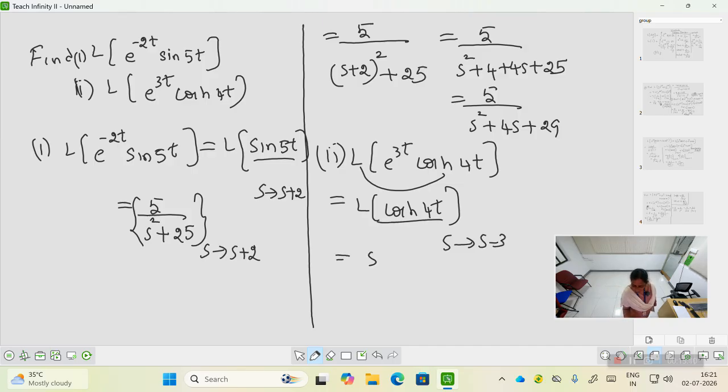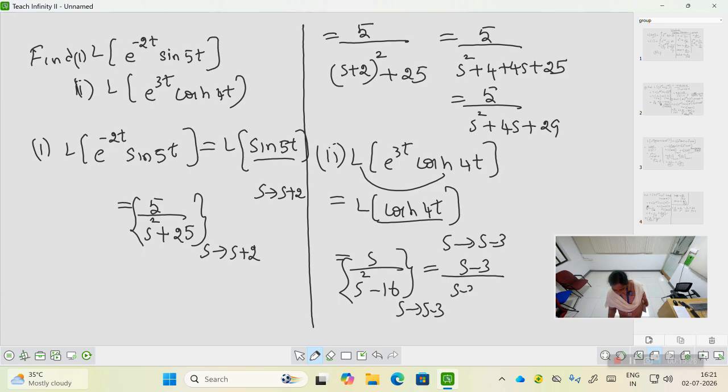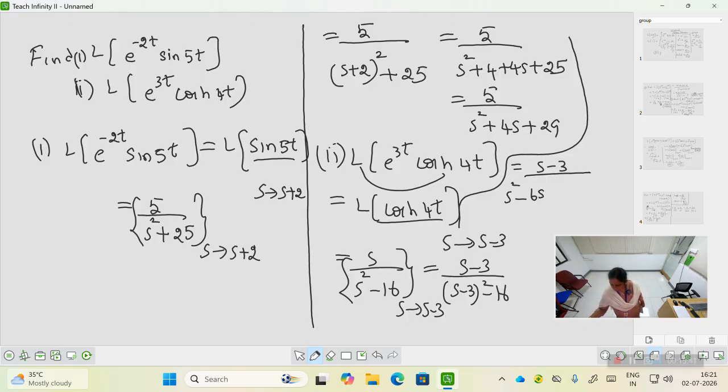Now what is L of cos h 4t? s divided by s square minus 16, and then I have to replace s with s minus 3. Okay, yes. So I'll get s minus 3 in the numerator, denominator s minus 3 the whole square minus 16. I have to expand this, right? So if I expand, what I'll get, students? s minus 3 in the numerator. Here if I expand, s square minus 6s plus 9 minus 16.